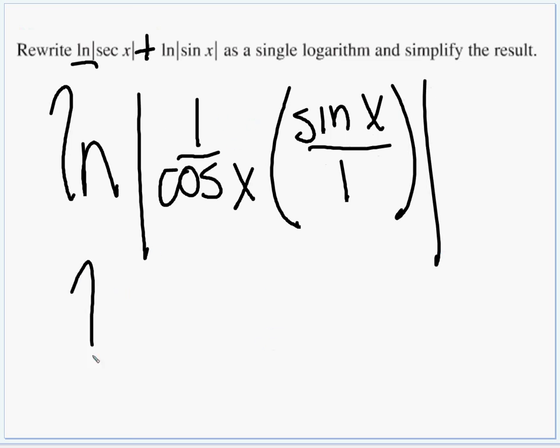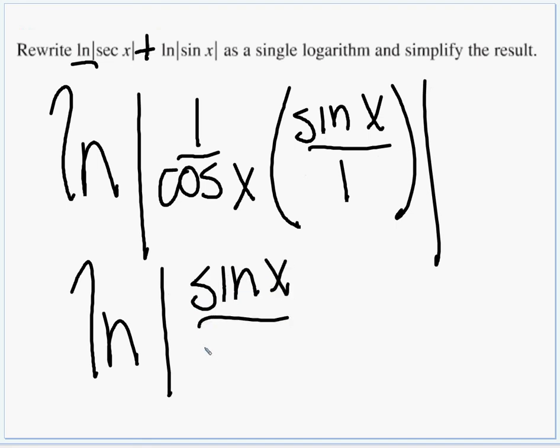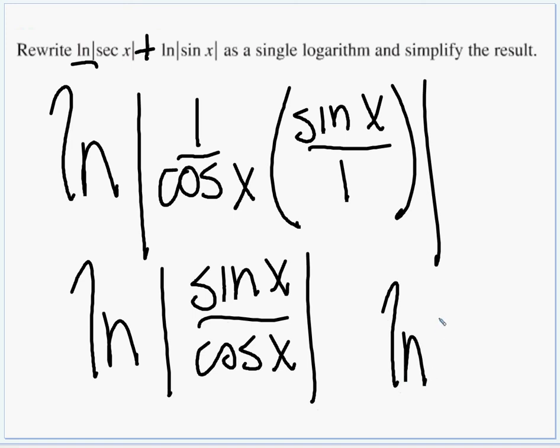Okay, if we multiply straight across, ooh, well, look at that. We got sine upstairs. We got cos downstairs. Sine over cos. I hope it immediately jumped into your head: tan x. Natural log of the tangent of x.